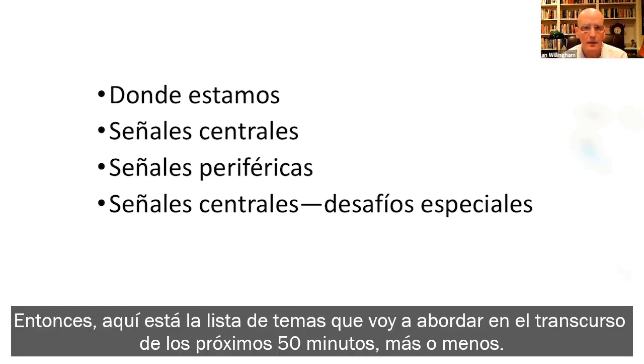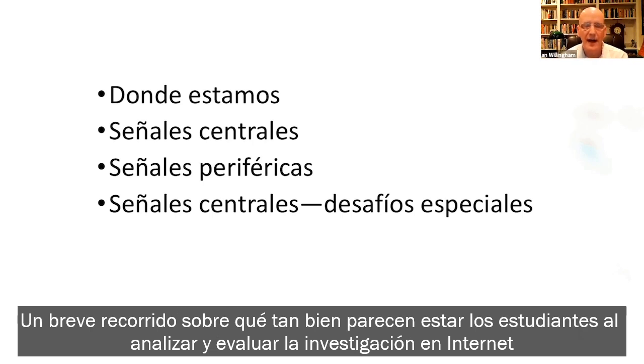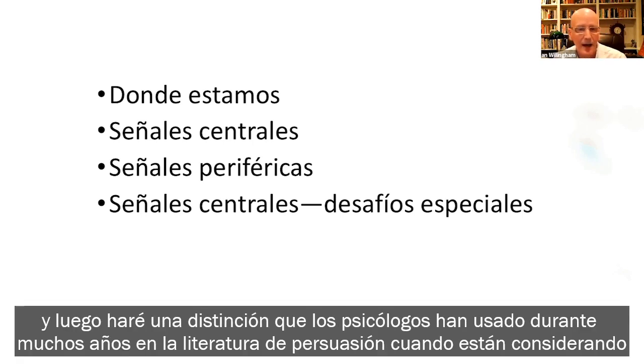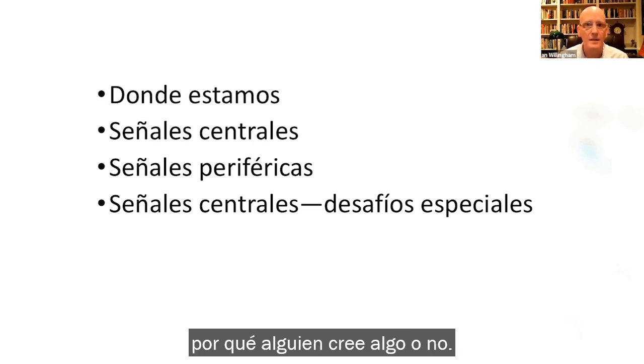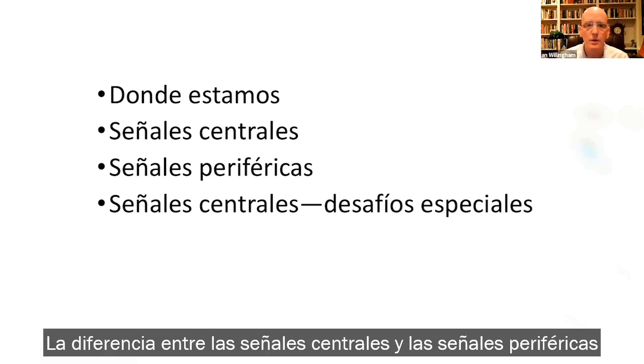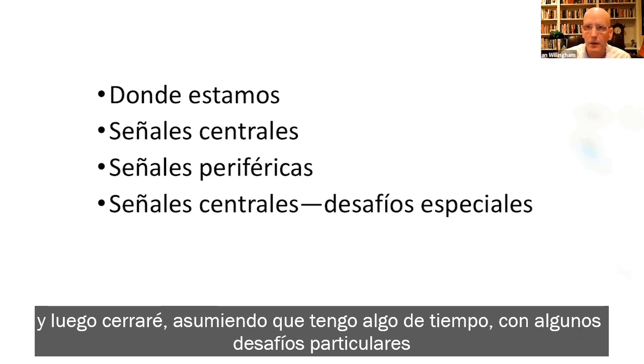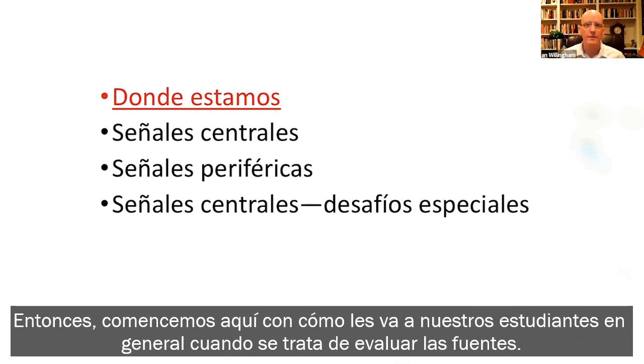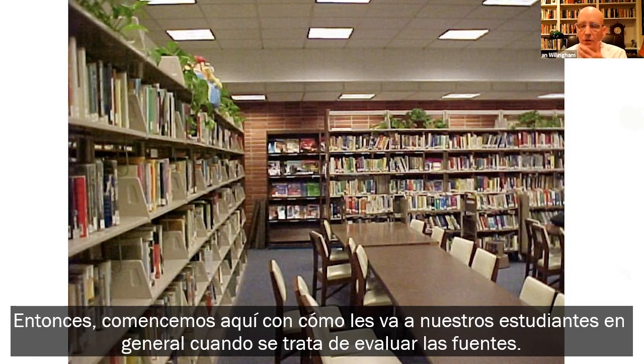So here's the list of topics that I'm going to take up over the course of the next 50 minutes or so. A brief tour of how well students seem to be doing in analyzing and evaluating research over the internet. Those data will not surprise you. And then I'll draw a distinction that psychologists have used for many years in the persuasion literature when they're considering why someone believes something or doesn't, the difference between central cues and peripheral cues. And then I'll close, assuming I've got some time, with some particular challenges to belief for particular topics that are usually quite emotion-laden. So let's start here with how our students are generally doing when it comes to evaluating sources.